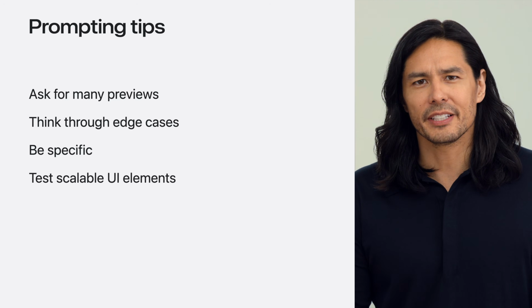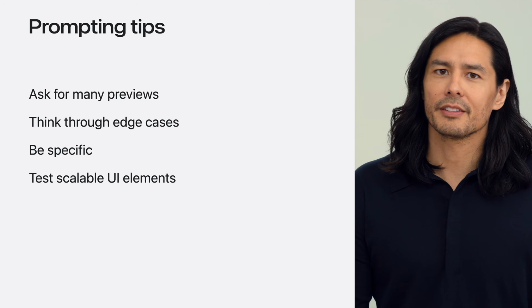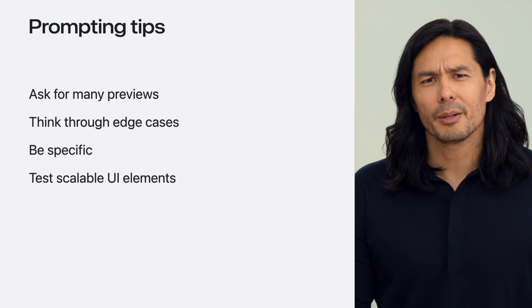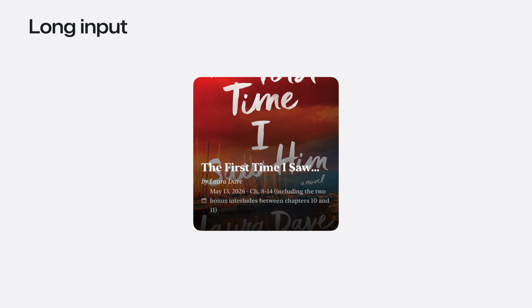Pay attention to interface elements that can grow unbounded: the number of members in the club, the length of the message conversations, the number of previous books, and so on. It might also include things like long input. Is it appropriate for the text to truncate or to take multiple lines?